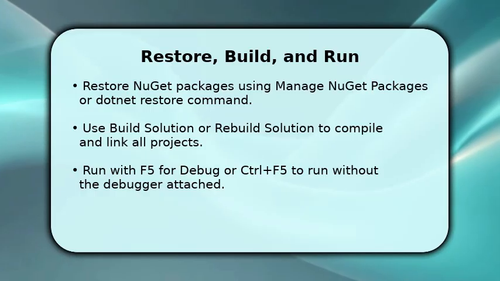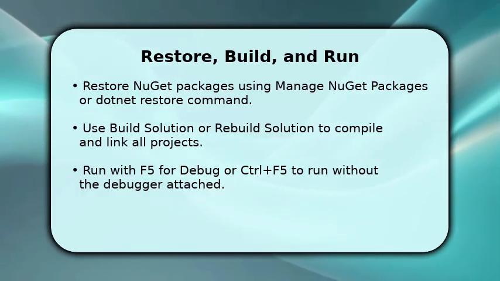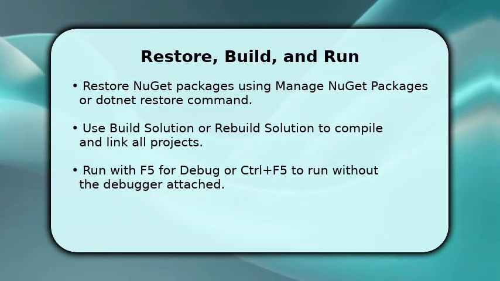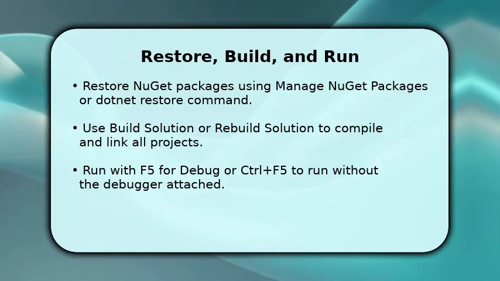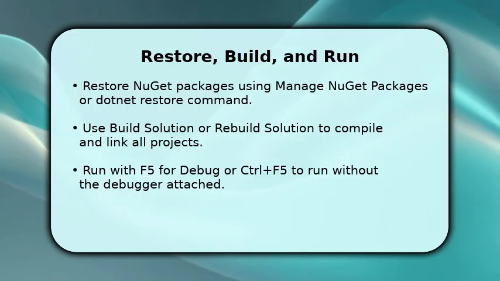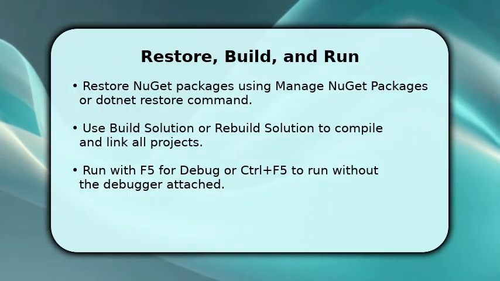Open the Solution Explorer and restore all NuGet packages before building. Use Manage NuGet Packages or run dotnet restore in a terminal. Choose Build Solution to compile quickly or Rebuild Solution to force a full compile. Watch the output window for compiler messages and progress.